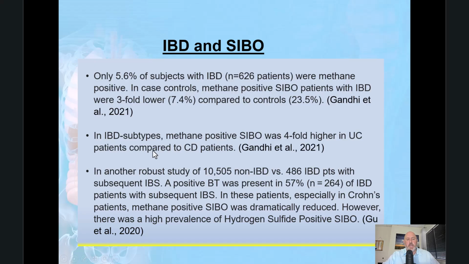So I highlighted this earlier, but not many patients with IBD will have methane or intestinal methane overgrowth. If they do, then they will likely be in the subset of ulcerative colitis, which is 4 times more likely to have methane than Crohn's disease.